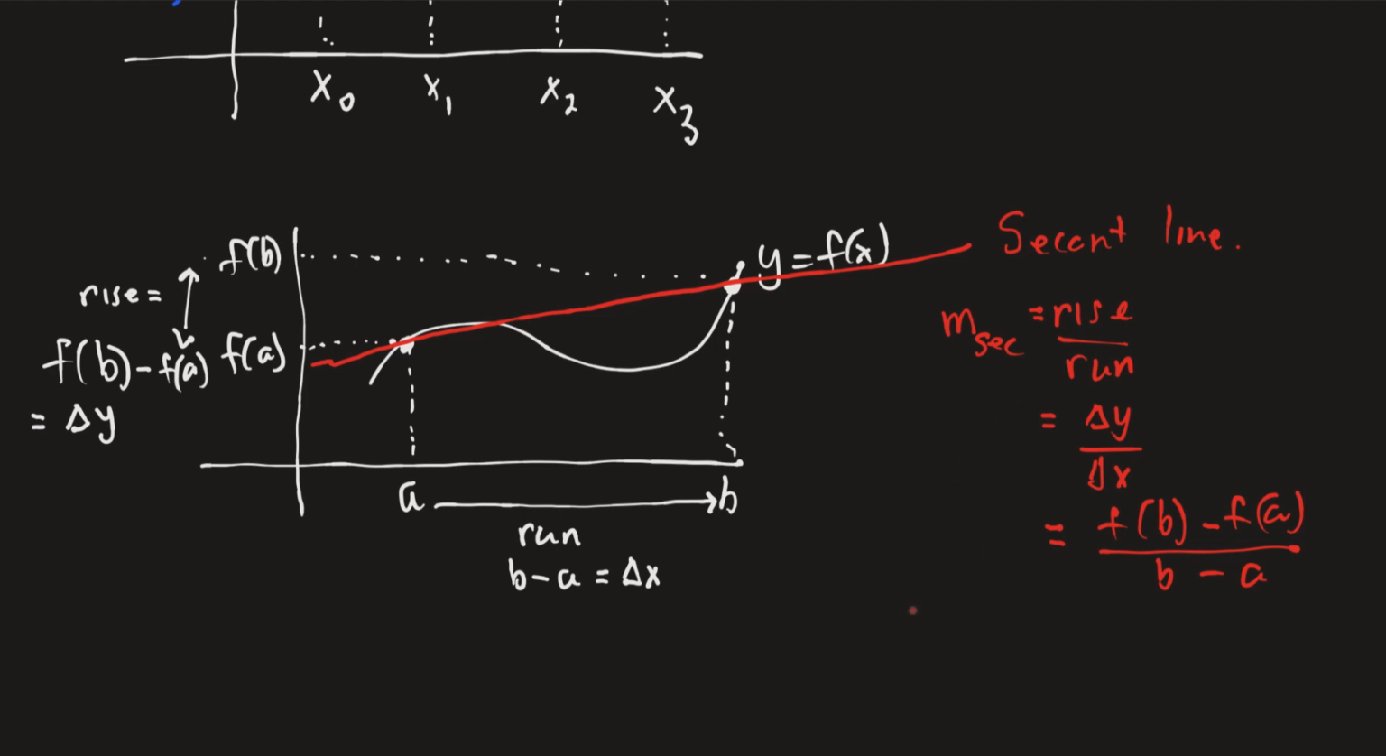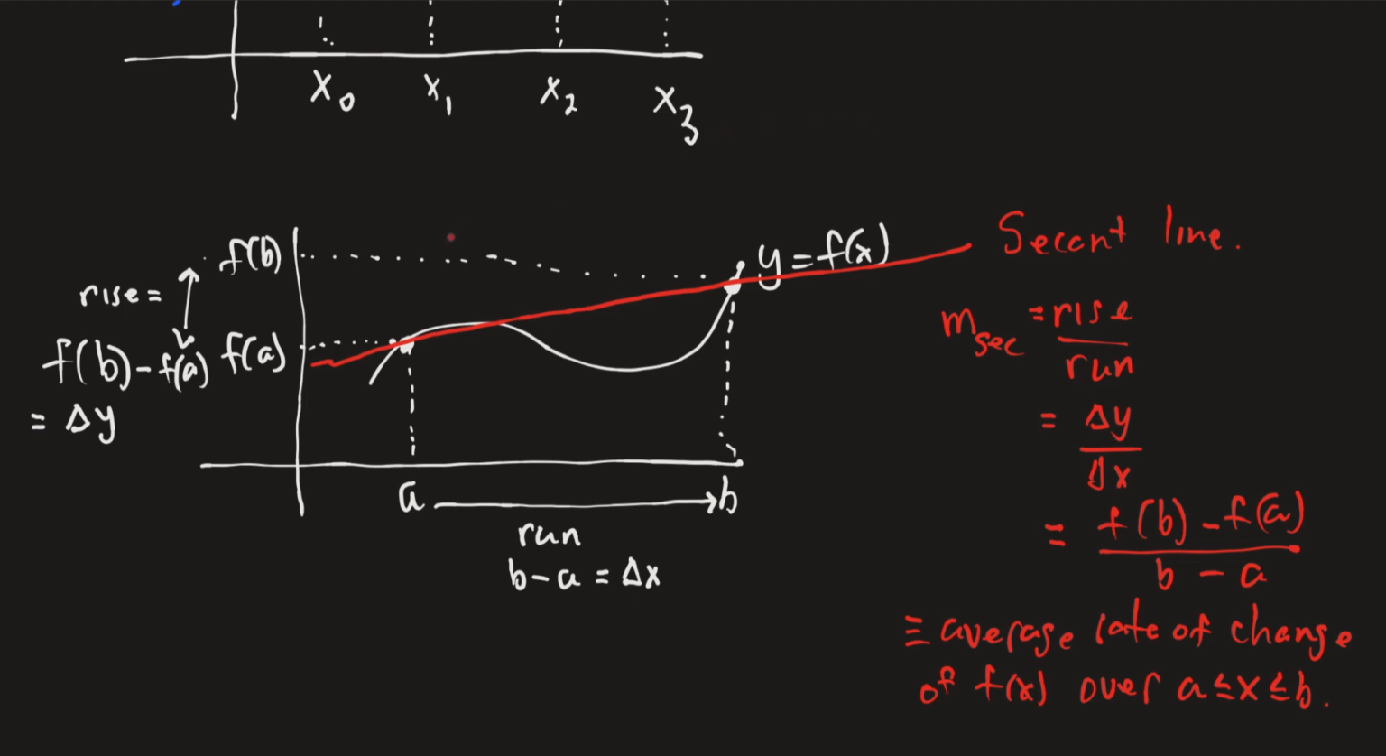We call this the average rate of change, right? So the average rate of change of my function f of x over the interval a to b, the average rate of change of f of x over the interval x going from a to b. And you might remember this sort of calculation or this concept from algebra.